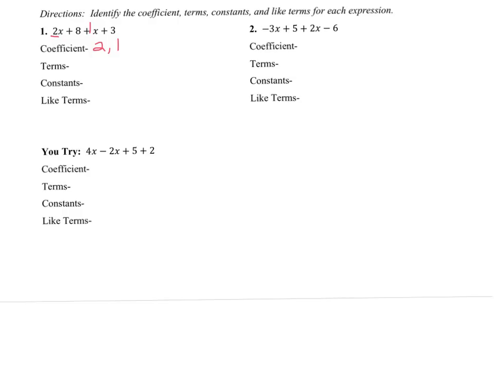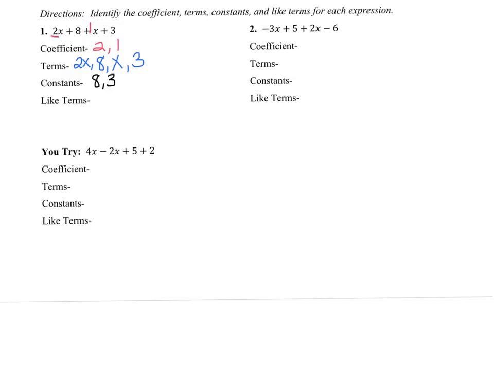Next is our terms. If you remember, a term is a number, variable, or product of numbers and variables. Our first term is 2x. Our second term is 8. It's just a number. Our third term is x. And our fourth term is 3. Each piece of this expression is a term. Next are our constants, which are our numbers. We have two numbers here, 8 and 3. So our constants are 8 and 3.